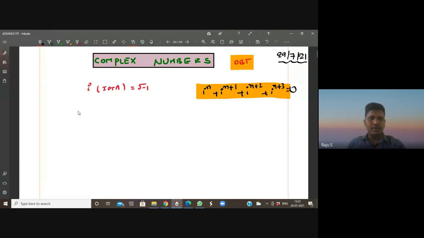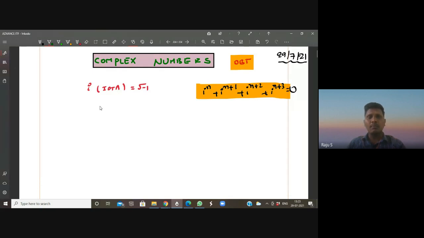Next. So we have seen many examples like summation of iota power n, 1 to 100, 1 to 1000, like that. We have seen it will become 0. Okay. Then complex number is nothing but what? Someone asked to define complex number in the previous class.